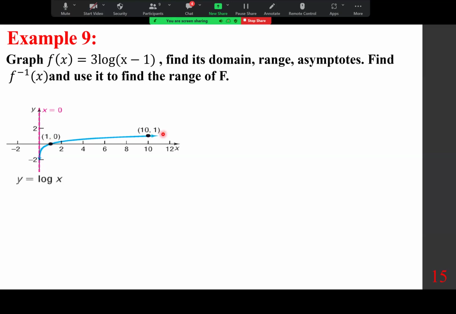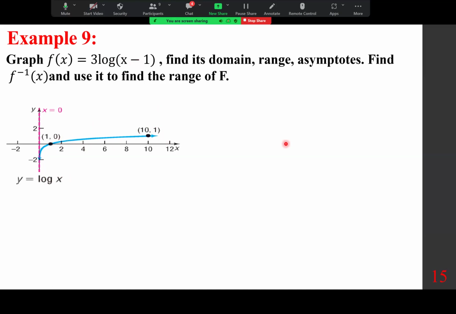And the reason we have 10, 1 here, because it makes it easy to understand. In the case of log x, remember, if you plug in 10, what is log of 10? 1, because the base is 10. Now let's go with log of x minus 1.